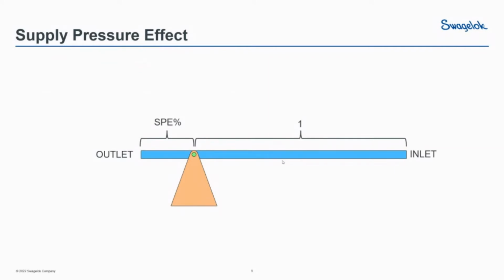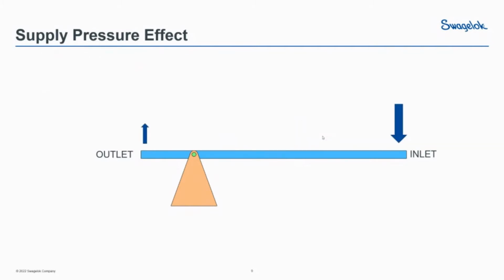In this case, we have an inlet on the right and we have an outlet on the left, and the length of the arm on the inlet is units of one. The length of the arm on the outlet would be our supply pressure effect in some percent. This could be 1%, for example, so it'd have a length of 0.1. And as we rock this seesaw up and down, that will be a representation of our pressures.